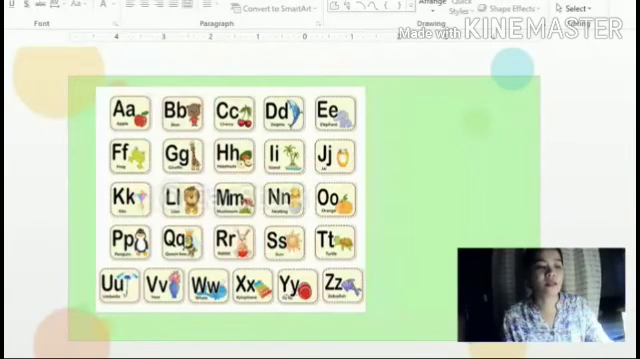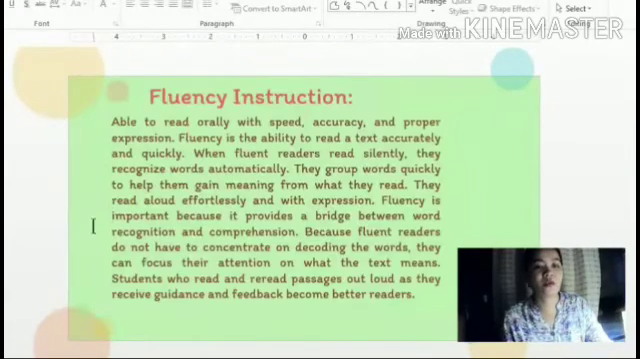Next is fluency instruction. Fluency is being able to read orally with speed, accuracy, and proper expression. Fluency is the ability to read a text accurately and quickly. When learners read fluently, they recognize the words automatically. They group words quickly to help them gain meaning from what they read. They read aloud effortlessly and with expression.